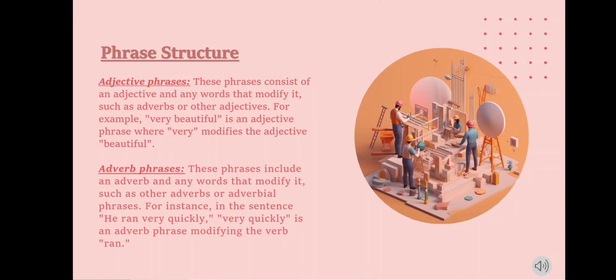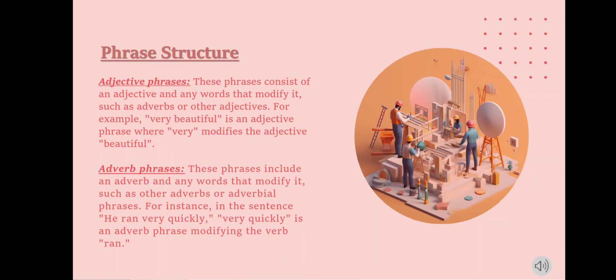So these phrases consist of an adjective and any words that modify it, such as adverbs or other adjectives. Another example, very beautiful, is an adjective phrase where very modifies the adjective beautiful. For the next type we have, which is adverb phrases. Adverb phrases are groups of words centered around an adverb.